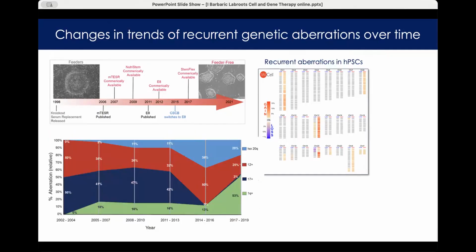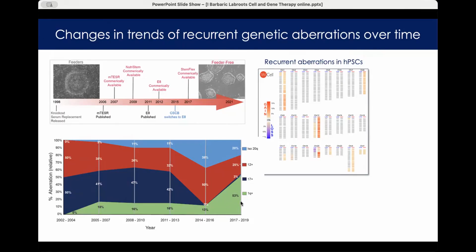A similar situation is seen in our in-house data set in Sheffield. Back in 2002 to 2004, about 50% of our abnormal karyotypes contained gains of chromosome 17, and the other 50% were made up of gains of chromosome 12. But in recent years, we pretty much don't see gains of chromosome 17 anymore. Instead, the most insidious aberration in karyotypes in Sheffield is this gain of chromosome 1q.